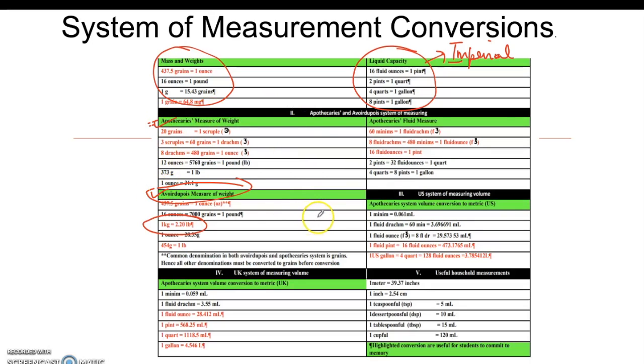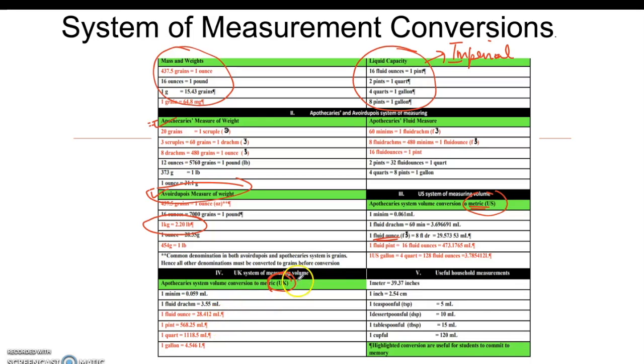I do not have the metric system here, but what I do have is conversion from the apothecary or imperial system in terms of liquid measure to metric. So here I have the apothecary system volume conversion to metric for the US and the apothecary system volume conversion to metric in the UK. So again, it depends on the jurisdiction that you are in. You will notice that fluid ounces in the US, when you convert it to metric, is 29.573 mils, whilst that in the UK system is 28.412.